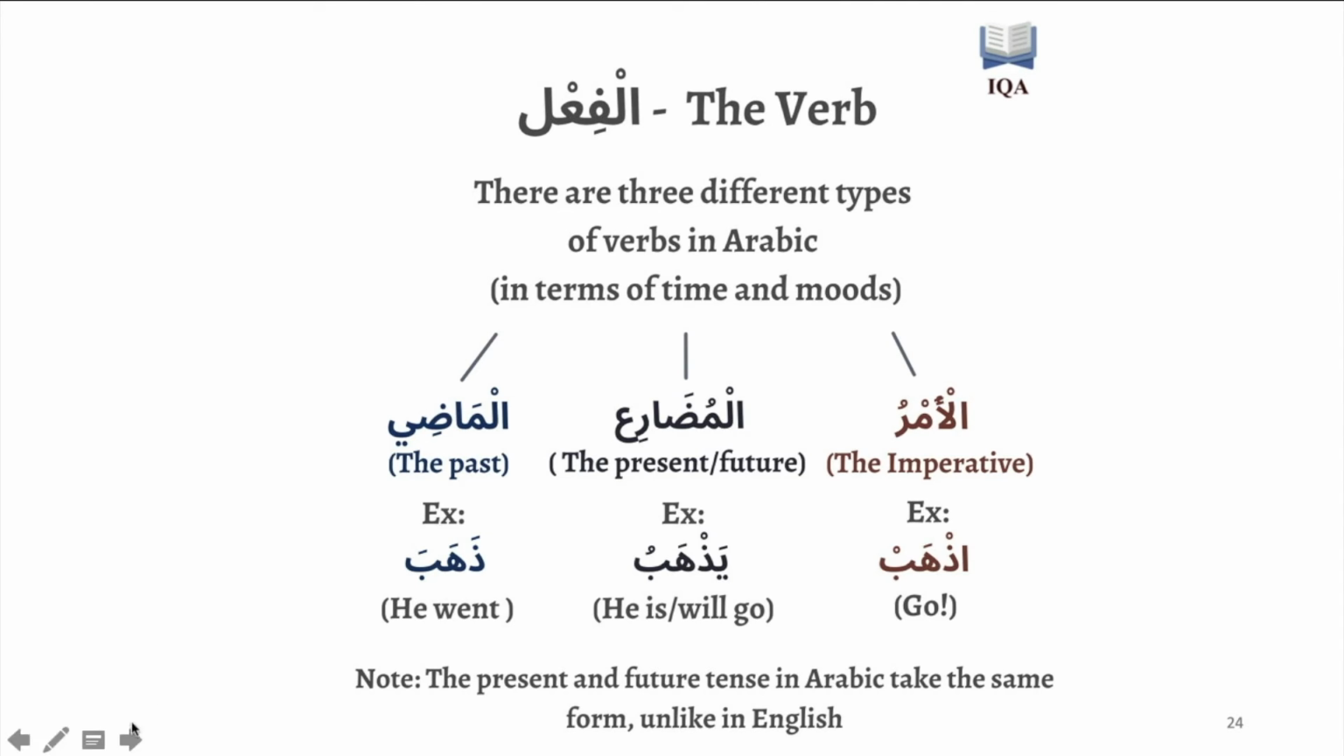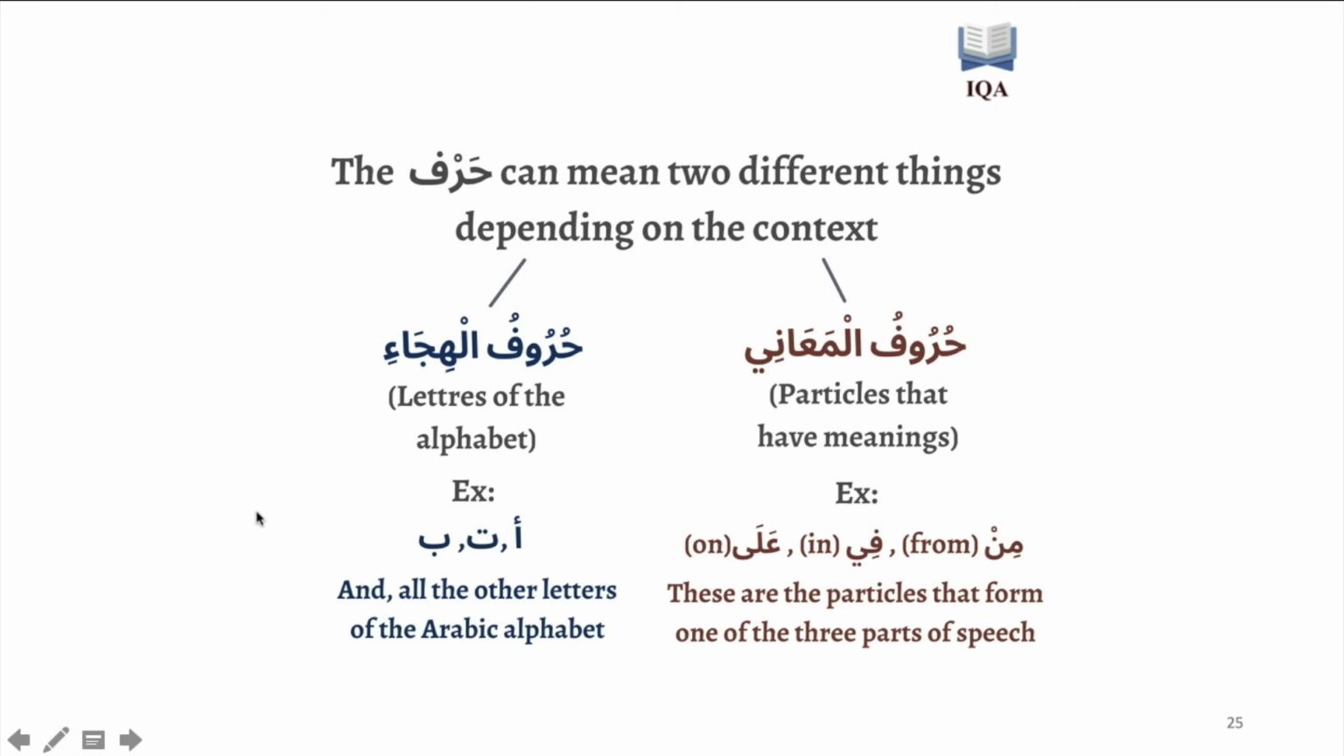Now let's go and talk a bit more about what we mean by al-harf. The word harf can mean two different things depending on the context in the Arabic language. We have huruf al-hija'i and we have huruf al-ma'ani. Huruf al-hija'i are letters of the alphabet: alif, ta, ba, fa, and so on and so forth, and all the other letters of the Arabic alphabet. These are called huruf al-hija'i. So the word harf can sometimes come to mean a letter.